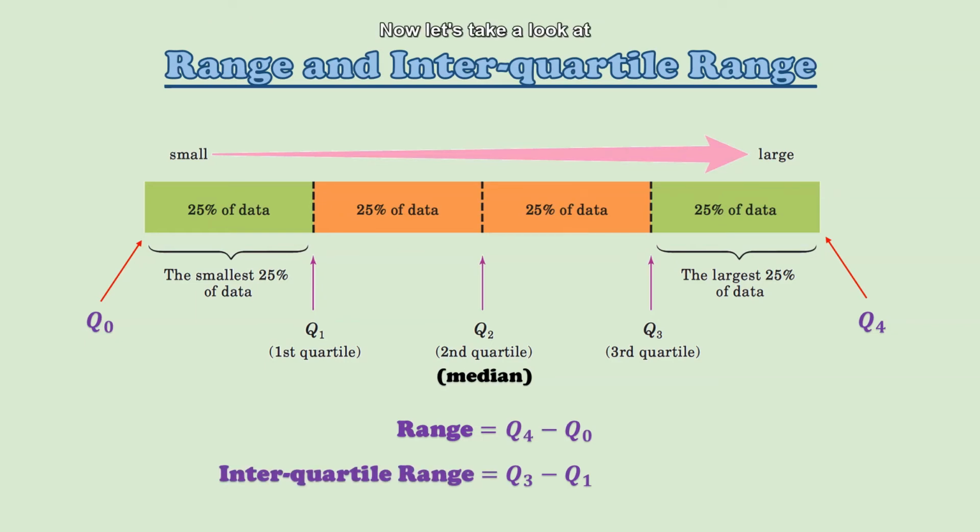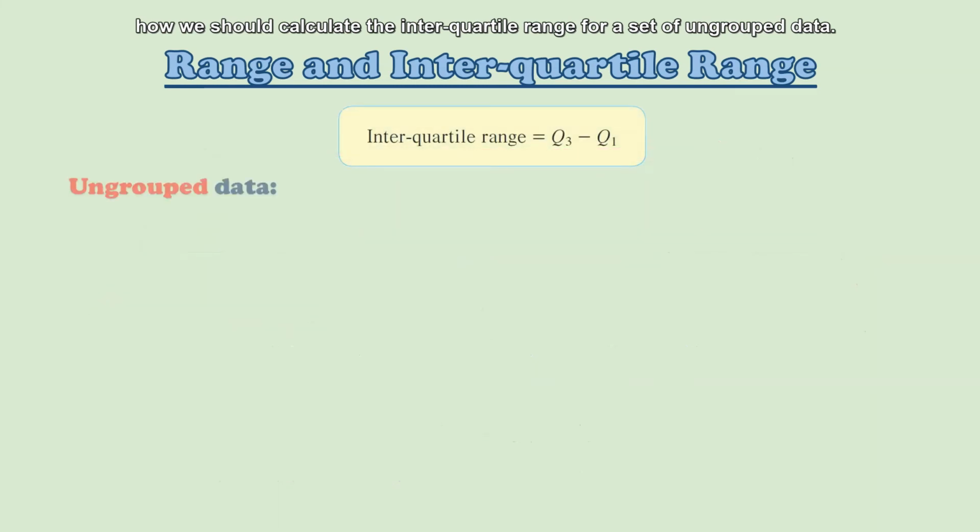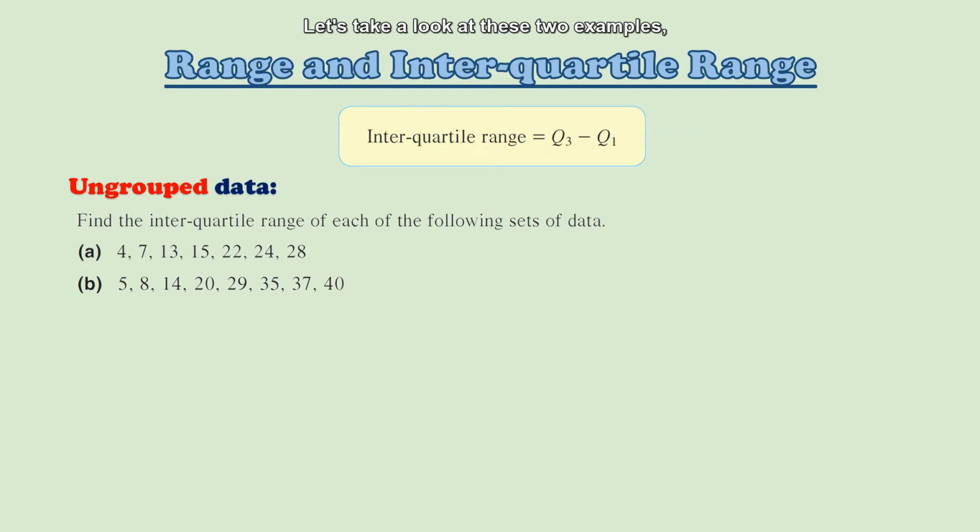Now let's take a look at how we should calculate the interquartile range for a set of ungrouped data. Let's take a look at these two examples and see how we should calculate the interquartile range of these sets of data.